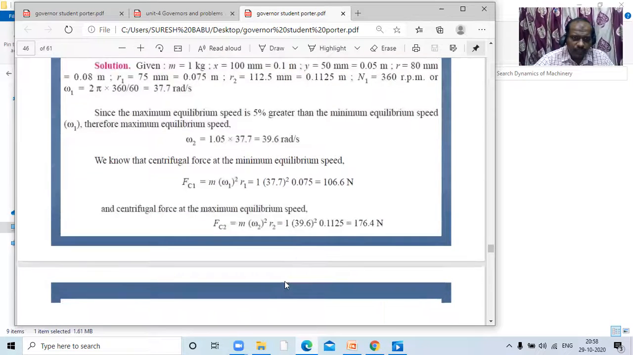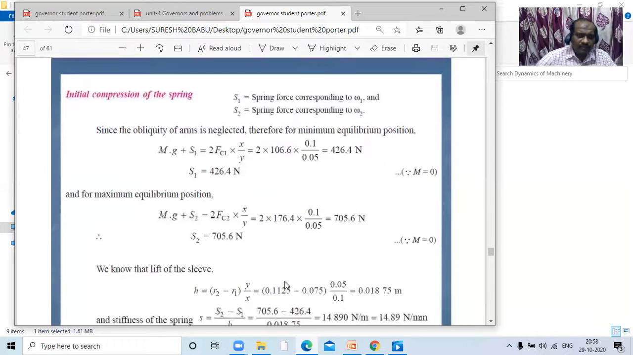If we substitute that value, two balls are there, that is 2 into Fc1 into x by y. Fc1 you have calculated for minimum radius. We have to substitute. X is going to be the vertical distance, that is 0.1 meter, and y is going to be the horizontal distance, that is 0.05. So that is 426.4 newtons.